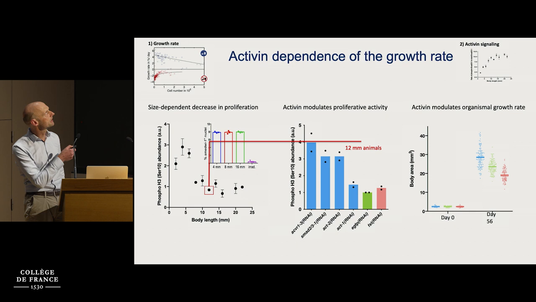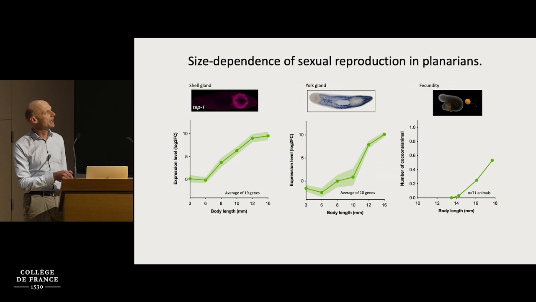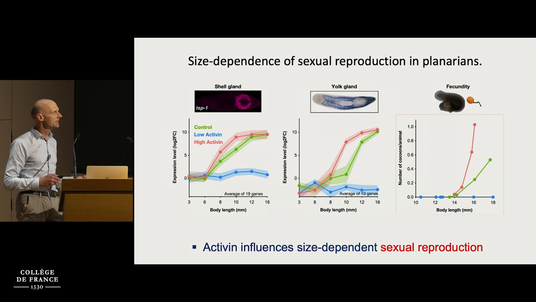Second, we also looked at the size-dependent formation of the reproductive system, which again you can see here coming up at this size of about 6 millimeters. And when we now change activin signaling levels, we can change the rate at which the reproductive system develops. Most clearly here with egg laying, meaning that when there's more activin signaling in the system, the animals start to lay eggs sooner, and they lay more eggs than other animals of the same size, whereas if no activin is in the system, no eggs are being produced. So clearly, therefore, activin does not only influence the growth rate of the animal, but also the size dependence of sexual reproduction in the system.